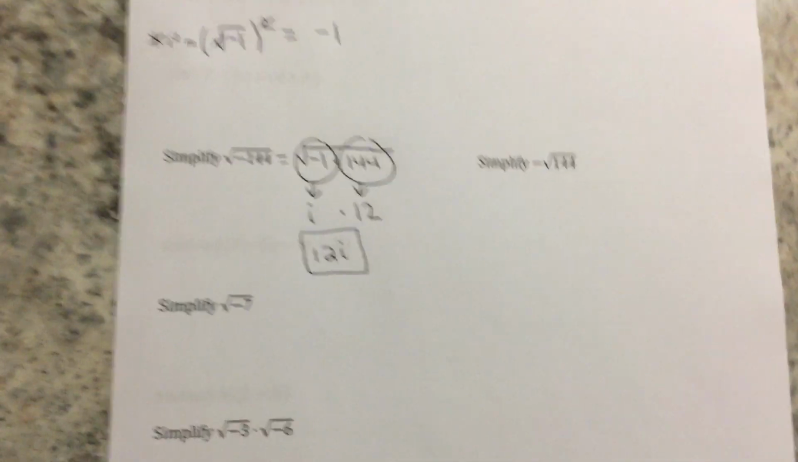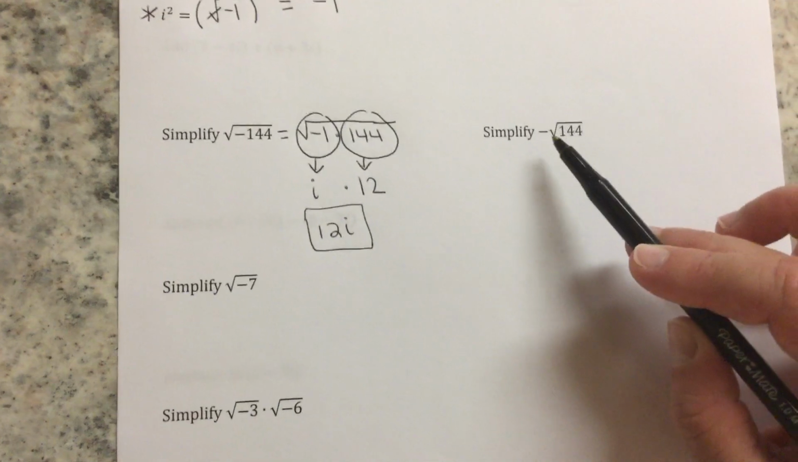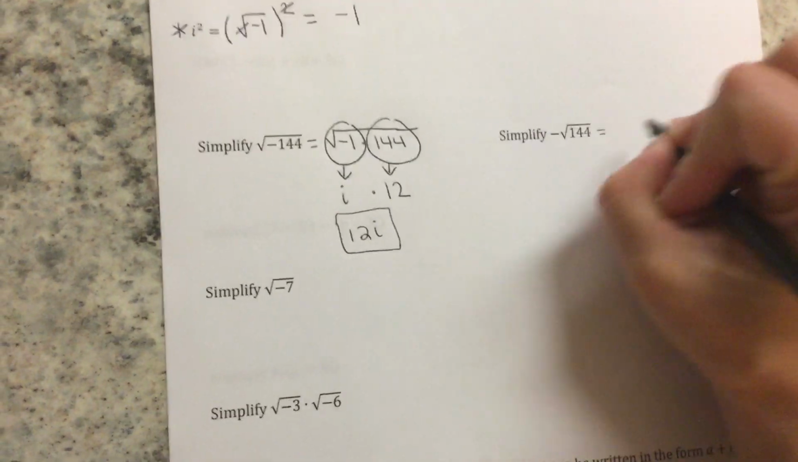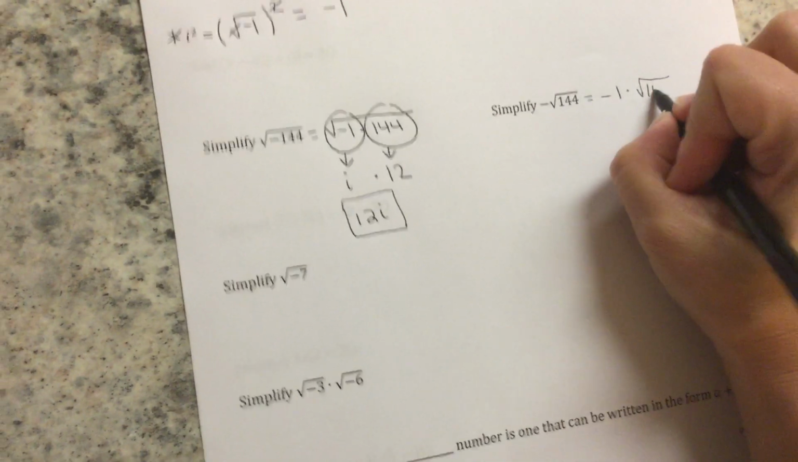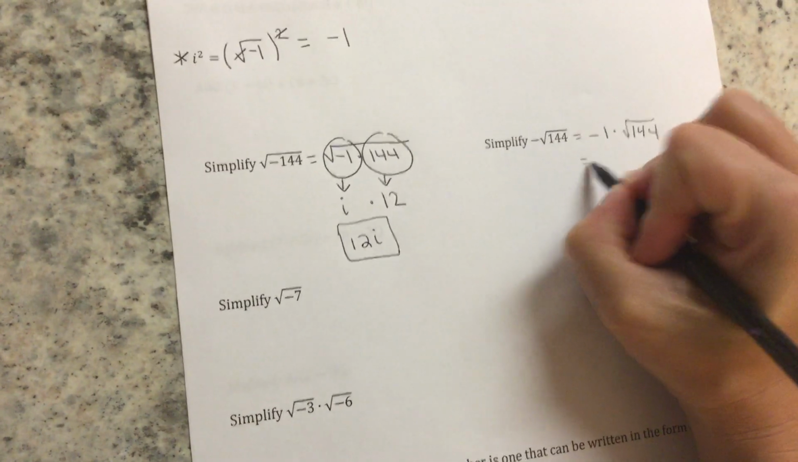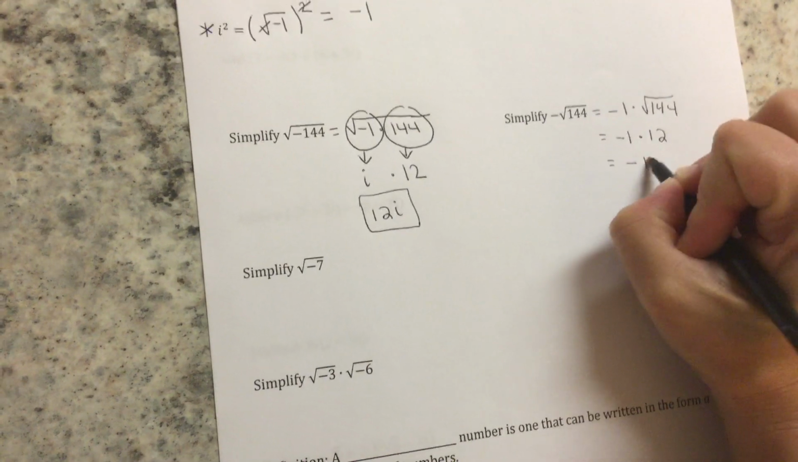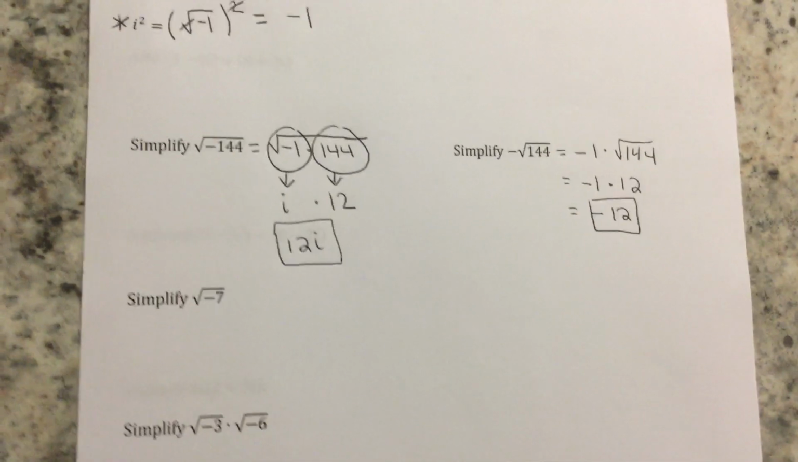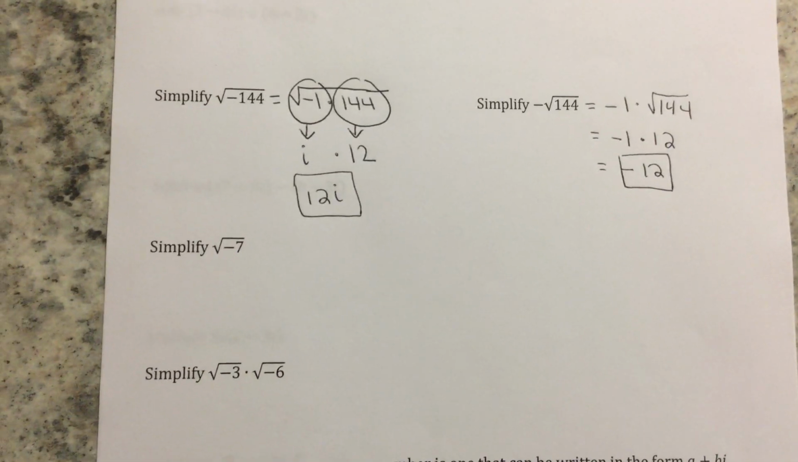So notice that's different than the negative being out front. This is negative, like a -1 times the square root of 144. Now the square root of 144 is 12, so I have -1 times 12, which will give me -12 as my final answer. So two similar problems, but worked out differently due to the placement of the negative.